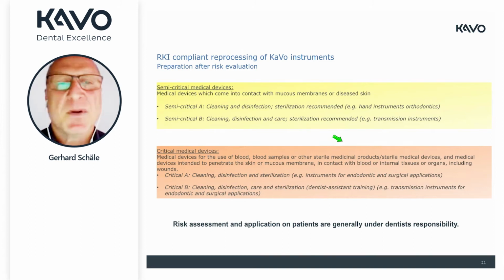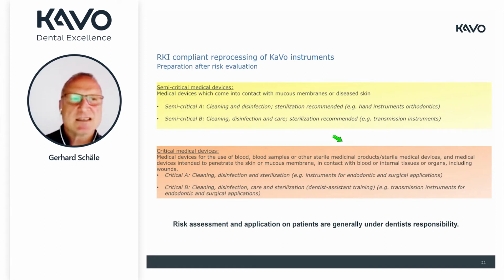LKE, compliant reprocessing of the KaVo instruments, and not only of the KaVo instruments, but instruments overall, starts first of all to divide instruments in different critical stages. When we talk about our instruments, that means turbines, straight handpieces, red rings, heads, we talk about semi-critical instruments, and we have to talk about critical instruments.